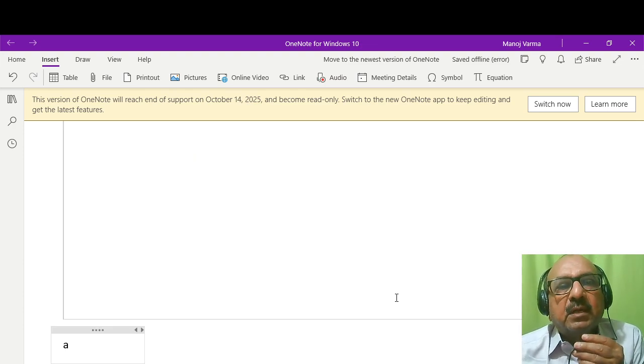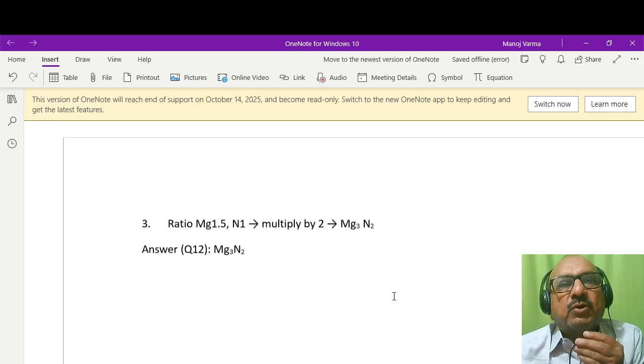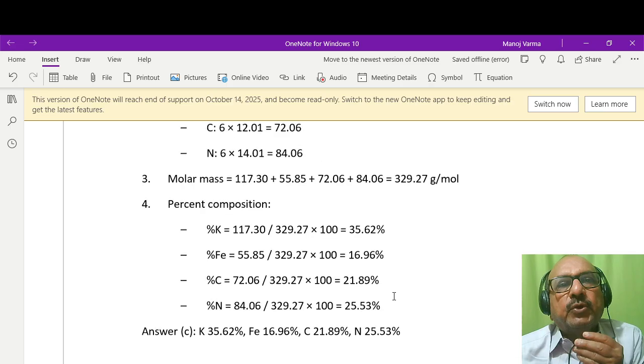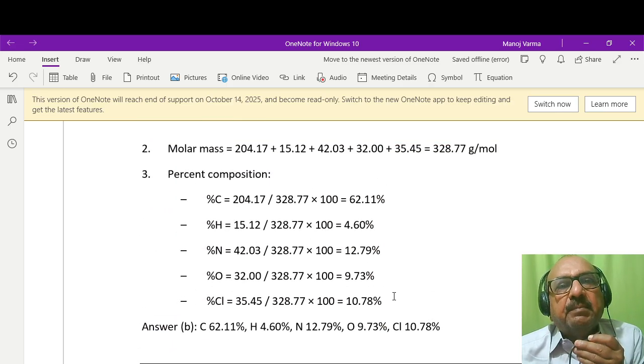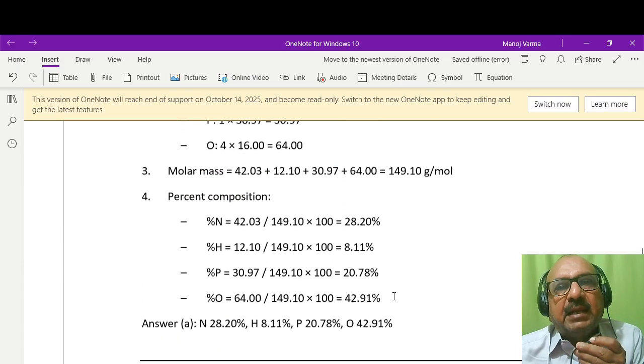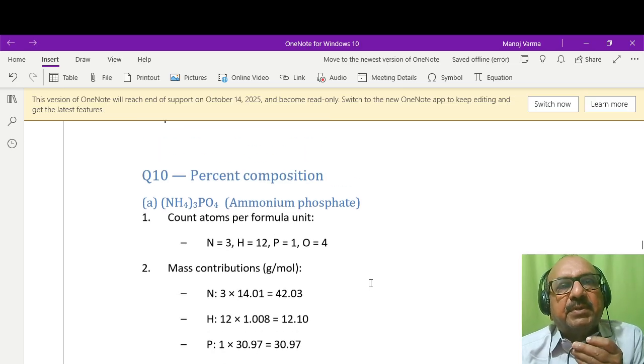Hello students. So in this video we are going to do some very basic questions based on the mole concept, and in this particular video I am going to show you how we find out the percentage composition by mass of the different elements which are present in a compound. For example, we can start with this particular compound, which is ammonium phosphate.